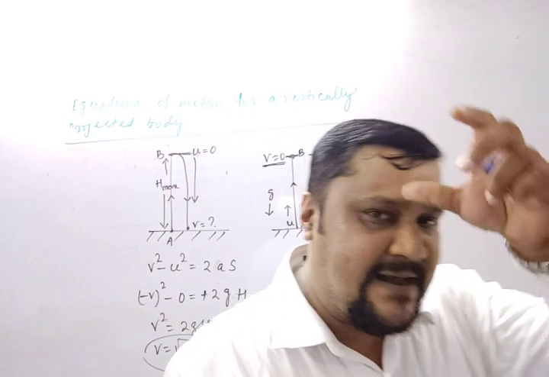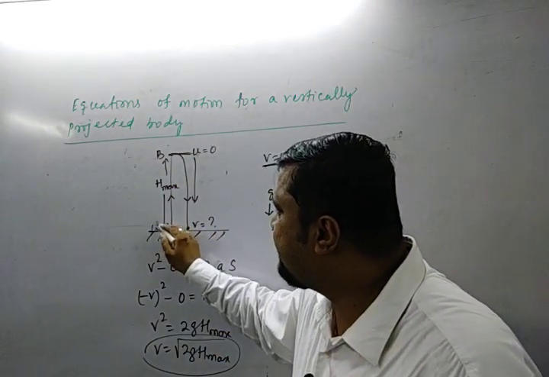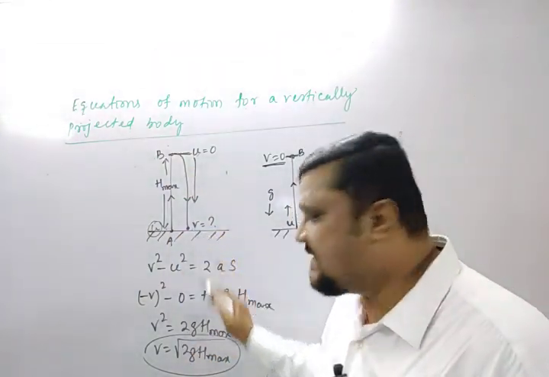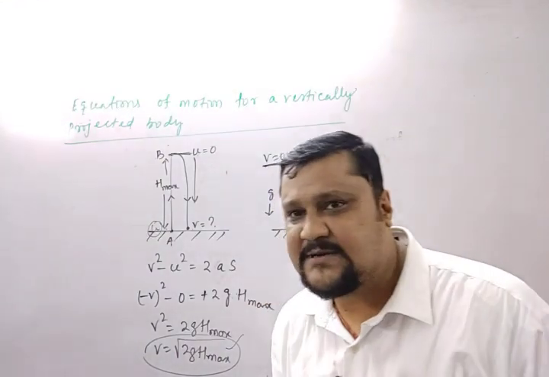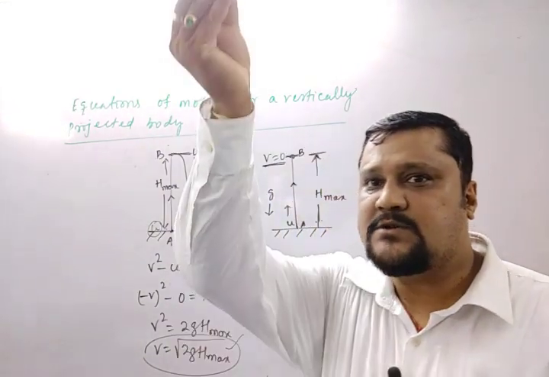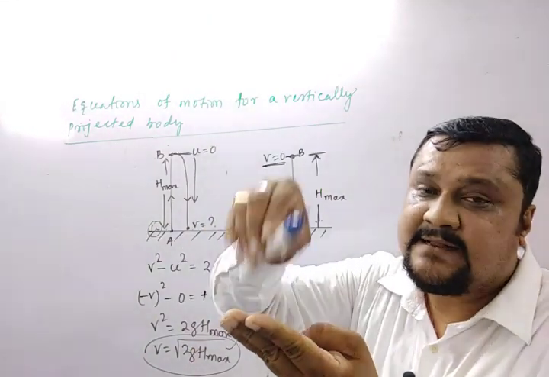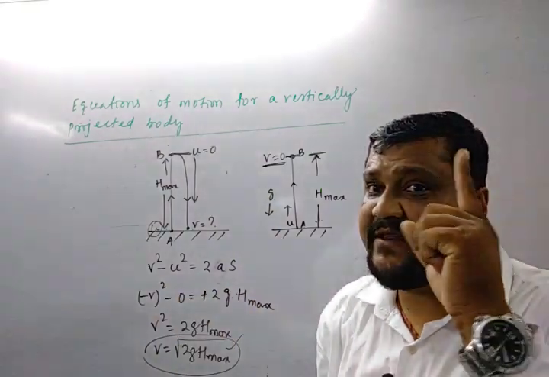Now you got the same type of relation in this case. With what velocity is the body projected from here? Root over 2g h max. And it comes back with what velocity? Root over 2g h max. So if a body is projected from here, goes to the highest point, then comes back to the same place where it was projected, it attains the same velocity. These are very important things.